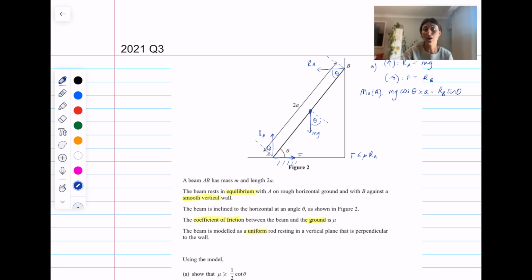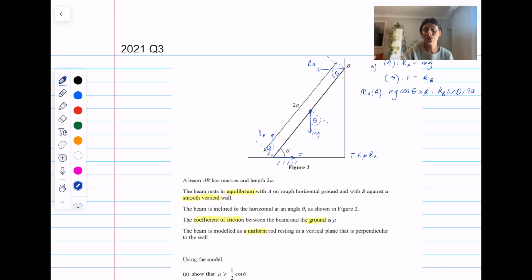Likewise, do the same for RB. This time, to make it perpendicular, we turn away from the theta, so that will be RB sine theta, and the distance from A is the full length, which in this case is 2A. Set those equal since it's an equilibrium, and the left-hand side is clockwise and the right-hand side is your anti-clockwise.